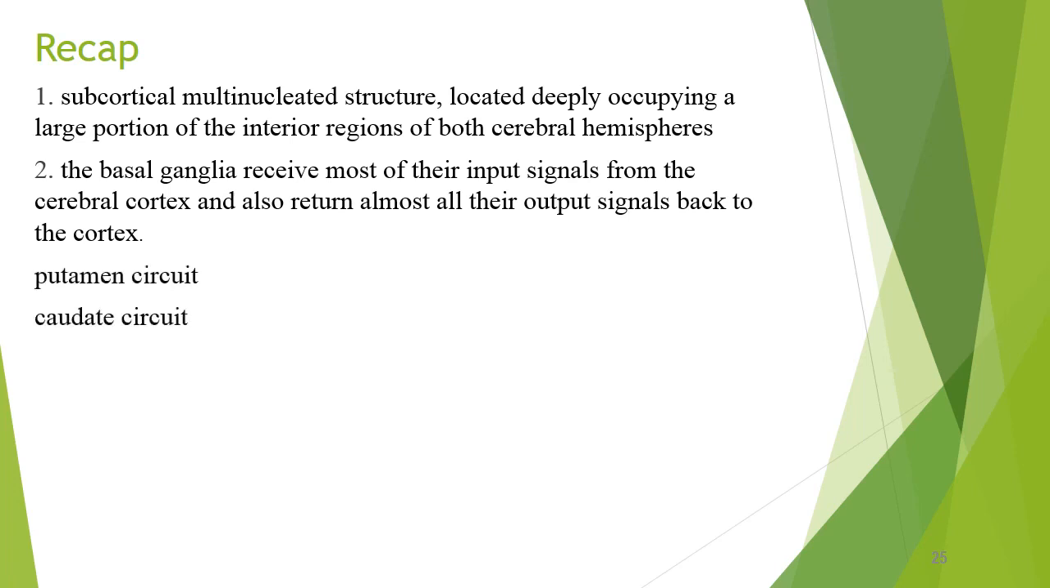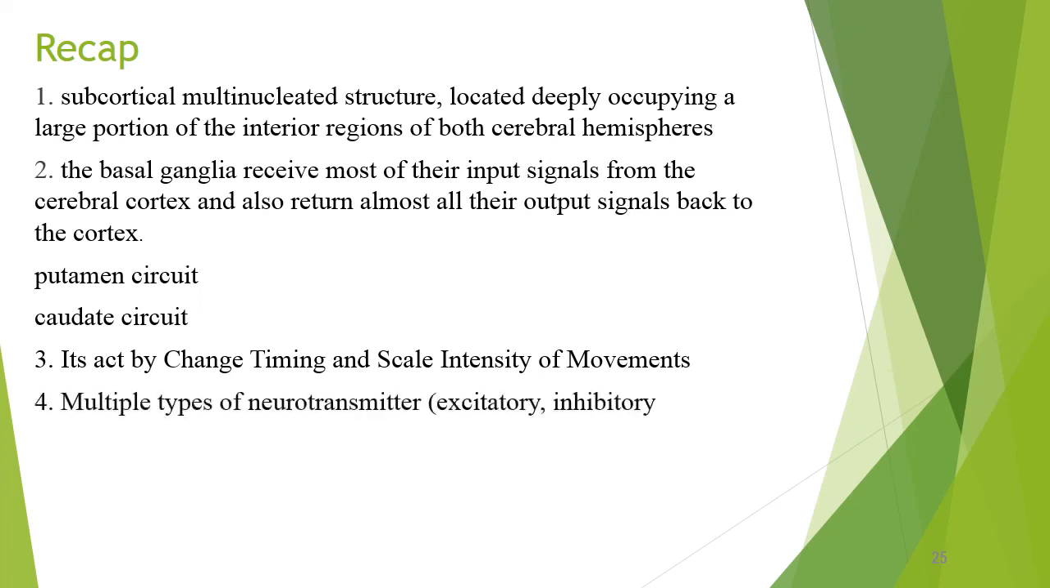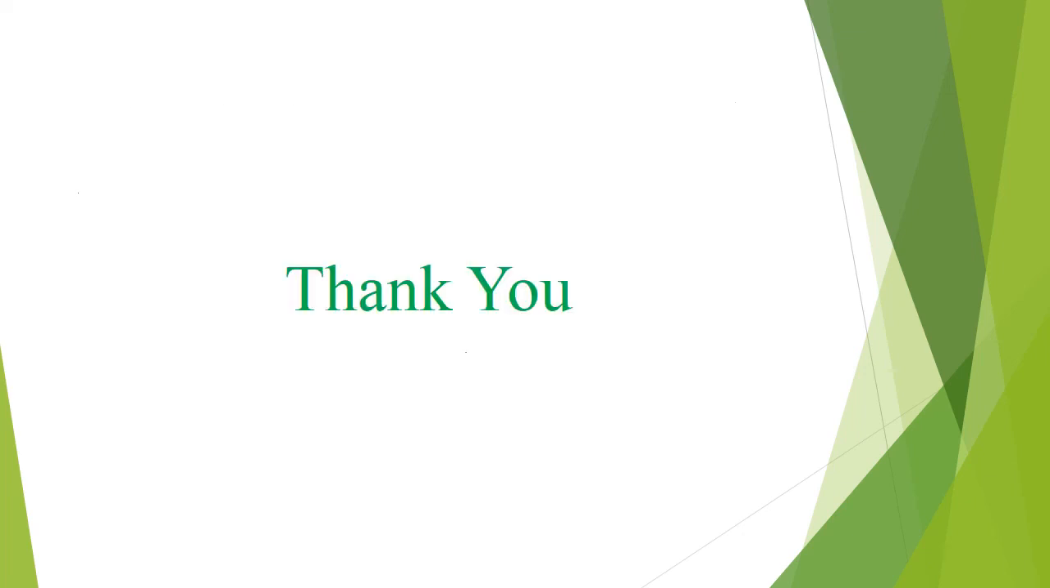We talked about the putamen circuit and the caudate circuit. We say that it acts by changing the timing and scaling the intensity of movement, and we said how this function occurs. We see that you also have multiple types of neurotransmitters within the basal ganglia. Some are excitatory and some are inhibitory. And we also saw some clinical abnormalities related to each type or each nucleus within the basal ganglia. Thank you.